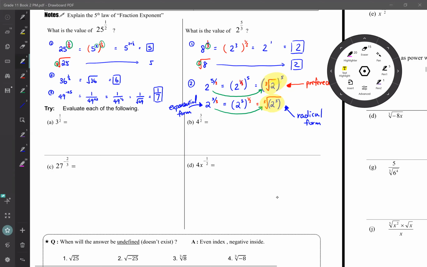Okay, once you guys finish these 4, you can raise your hand, okay? Turn them into radical form, okay? And if you can evaluate, then evaluate.